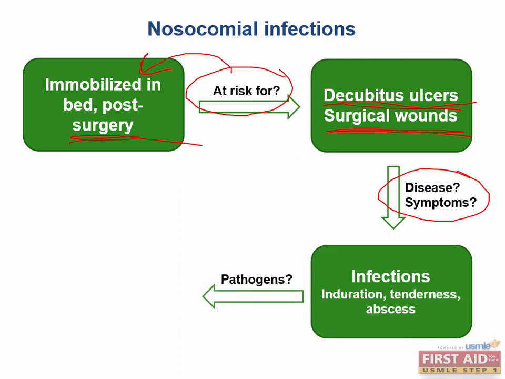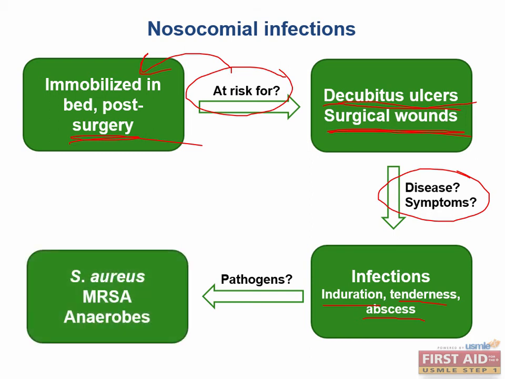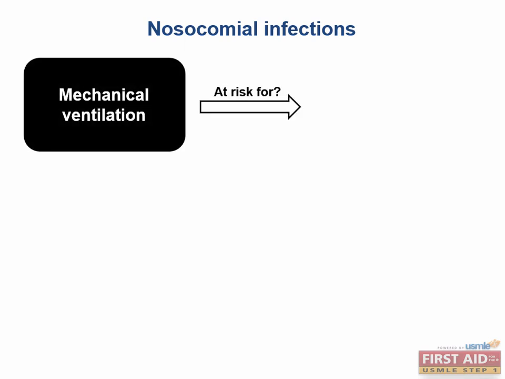Well, these patients could develop infections that would be characterized by induration, tenderness, and abscess formation. And what pathogens would you be worried about in these types of infections? Well, we'd be worried about Staph aureus. Most importantly and most scarily, we'd be worried about MRSA. And we can also see anaerobes in wound infections as well. But the most important infection to consider in a wound infection is MRSA. Do you remember the first-line treatment for a patient with MRSA? Vancomycin. Very good.